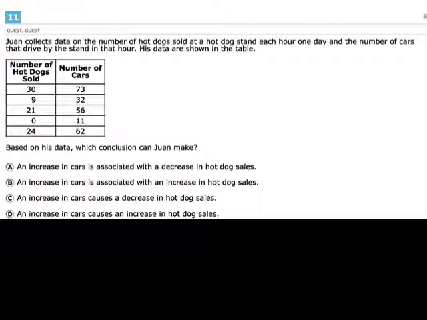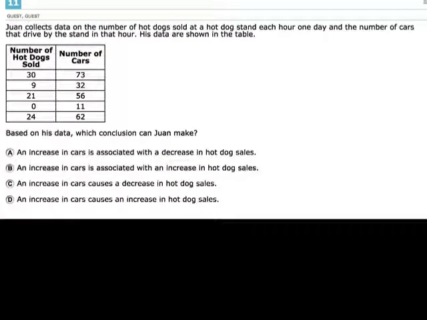Juan collects data on the number of hot dogs sold at a hot dog stand each hour, one day, and the number of cars that drive by the stand in that same hour. His data is shown on the table. So we have the number of hot dogs sold and the number of cars. Based on his data, which conclusion can one make?